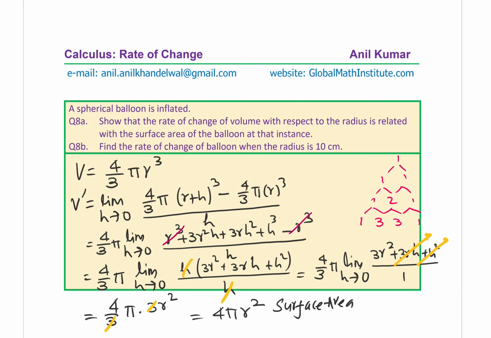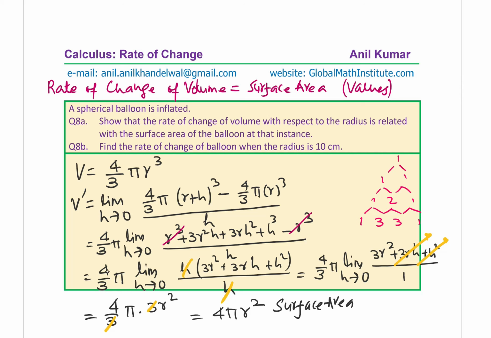So at any instance, rate of change of volume is same as surface area. So this is a very important formula. So we can say rate of change of volume equals surface area. We're talking about the values, right? Only values. So that's what you get, 4 pi r square, and that's it.